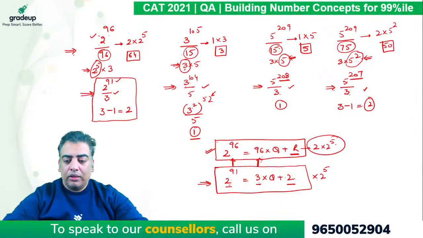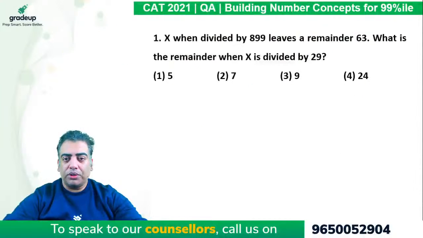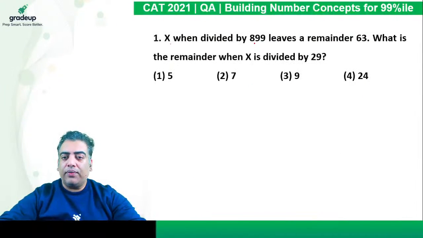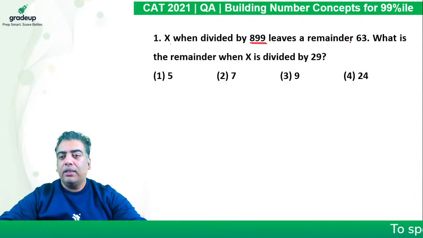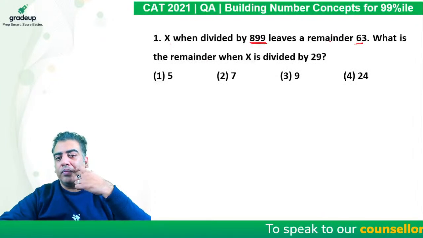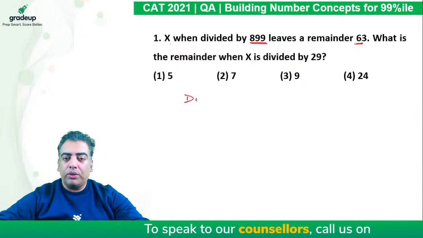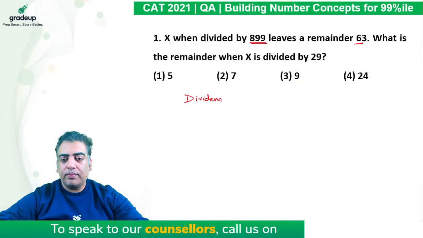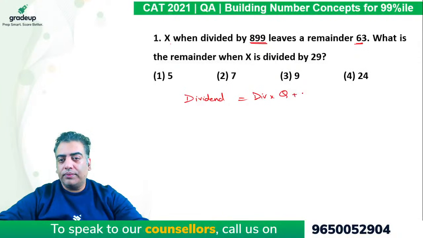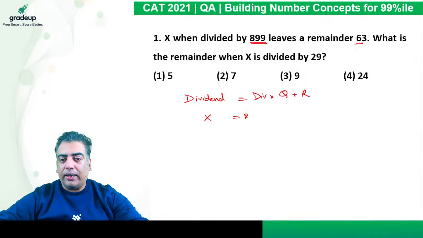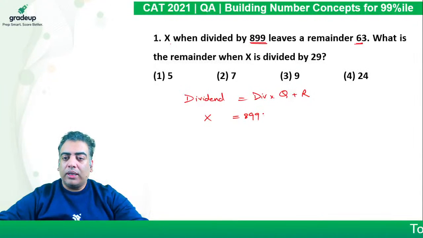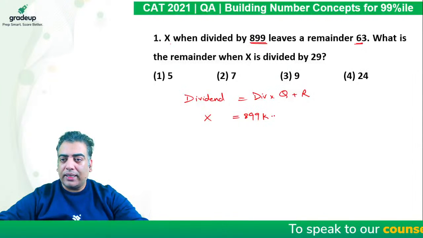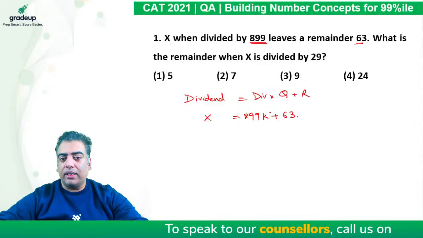Right. Now let's do some practice on questions. So here it says x when divided by 899 leaves a remainder of 63. So here I am going to use dividend is equivalent to divisor into quotient plus remainder. So x is the number which is getting divided by 899. So there must be some quotient, I am writing it as k, and remainder is 63.